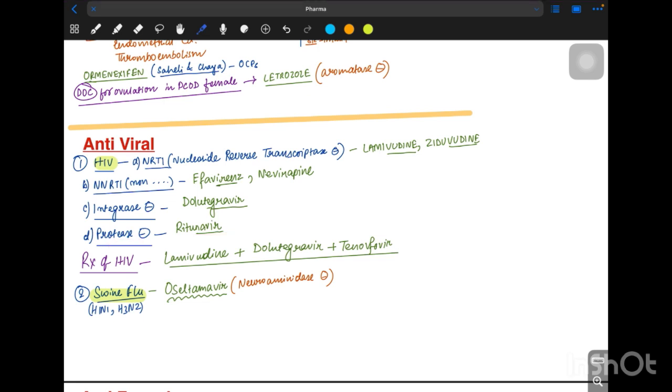What is the treatment of HIV? The treatment is lamivudine plus dolutegravir plus tenofovir. These three drugs in combination are used in the treatment of all HIV patients. Another important viral disease is swine flu, H1N1 or H3N2. The treatment is oseltamivir. It is a neuraminidase inhibitor.